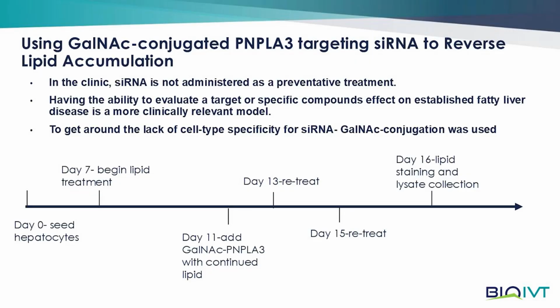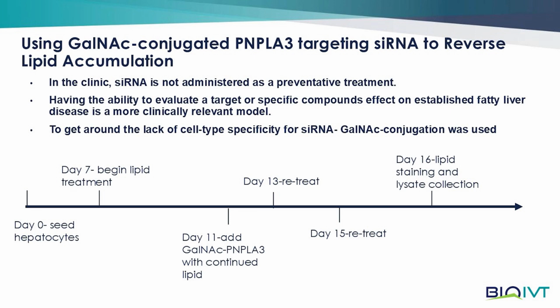We wanted to follow up with a more therapeutically relevant kind of treatment schedule. So we used a GalNAc conjugated PNPLA3 siRNA to reverse the lipid accumulation. While doing the transfection method is great for target validation, this is more therapeutically relevant. As we know, in the clinic, we're not administering siRNA as a preventative treatment.